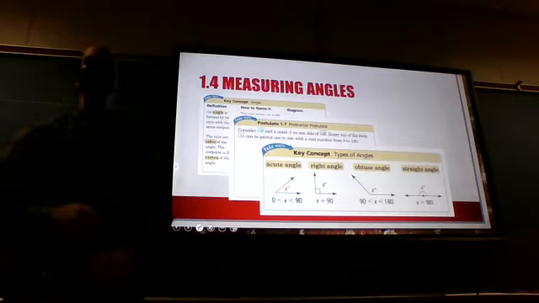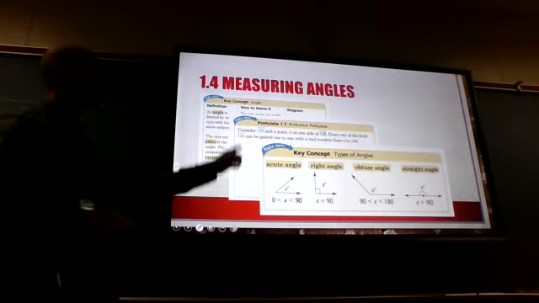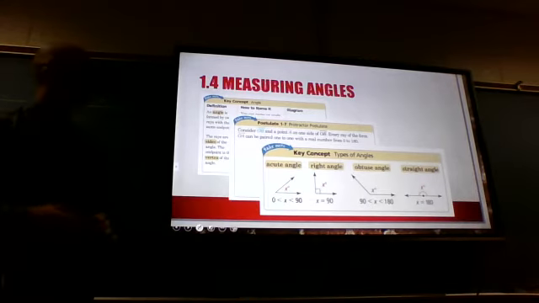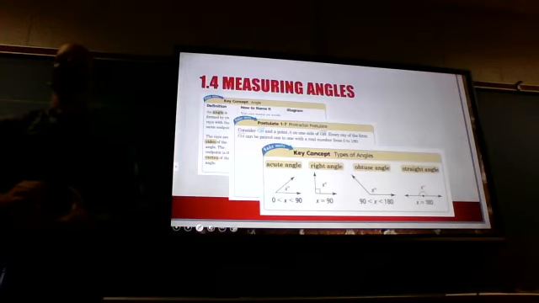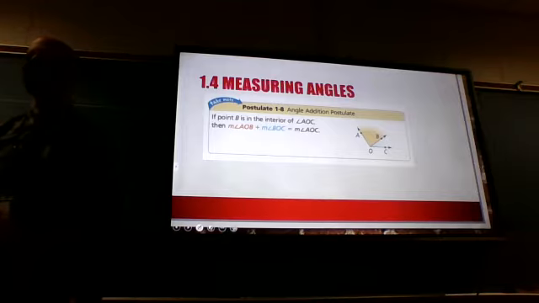There's one more thing missing in this section. Does anybody want to take a guess on what it is? I'll give you a hint. It's something very similar to what we just saw on the last slide. On the last slide, we had something called the segment addition postulate. It's called the angle addition postulate.